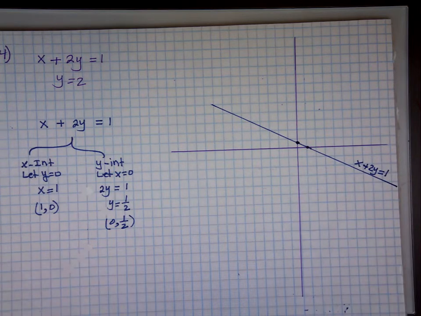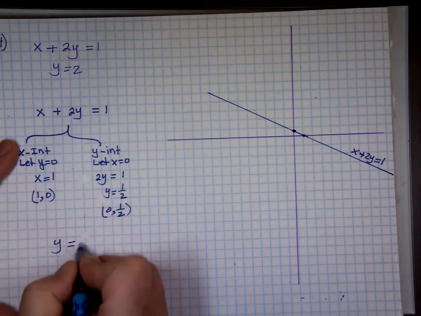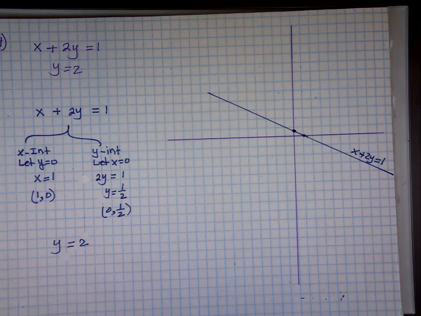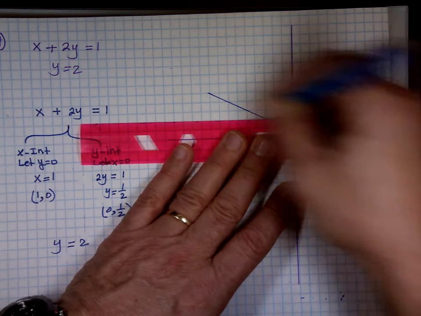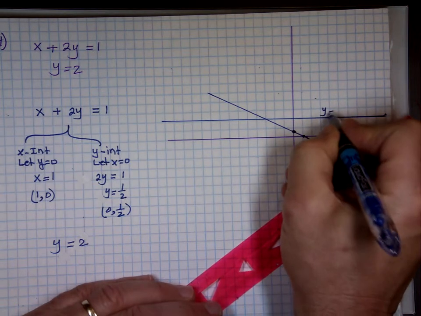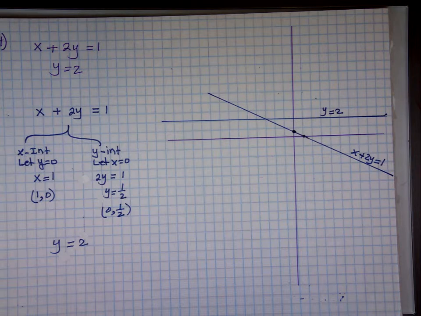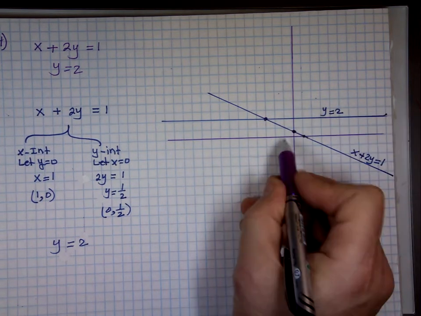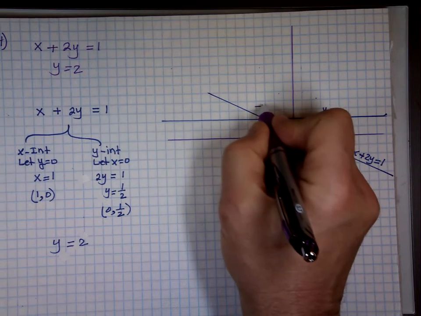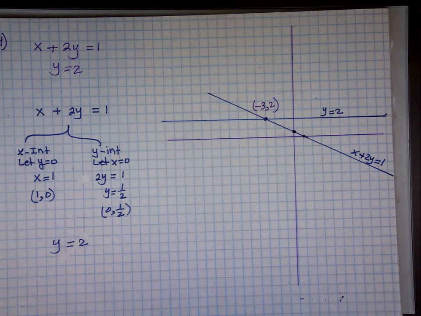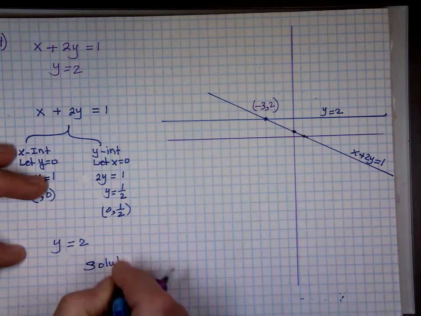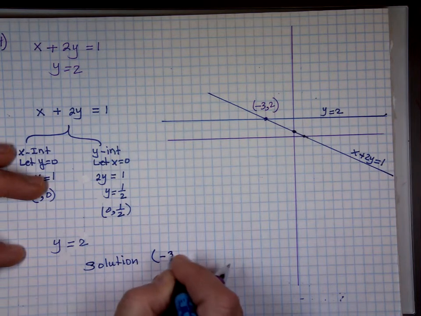Now let's look at the other equation. The other equation says y equals 2. How do you graph y equals 2? Horizontal line. Horizontal line, it goes through the 2. This is y equals 2. So what's the solution? When you solve this, what's the answer? It's -3, comma 2. That's the solution. And that's where they cross each other, at -3, comma 2.